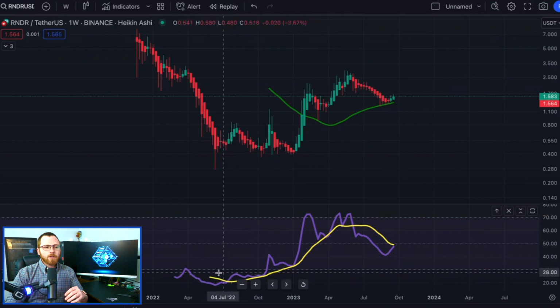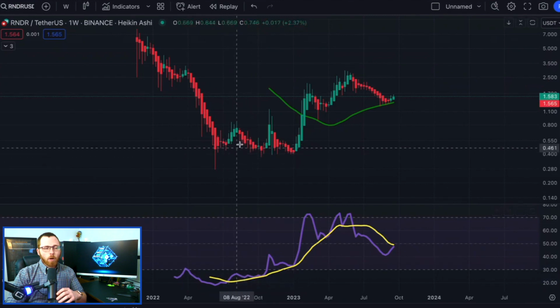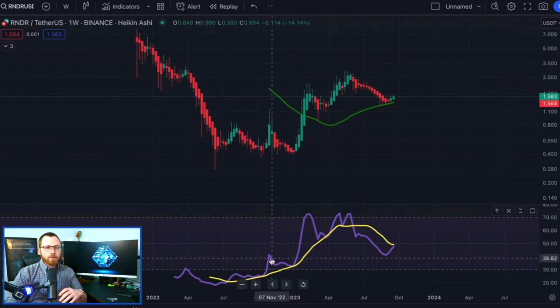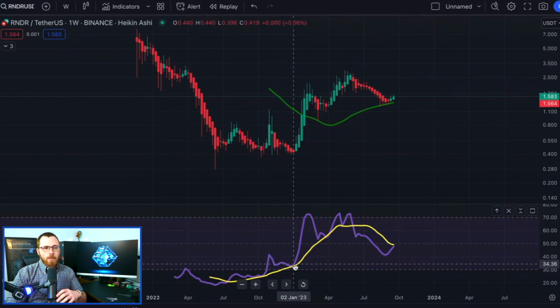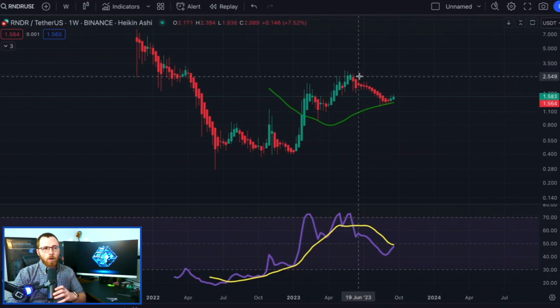If you can see right here at the bottom of the RSI, as soon as we crossed and got above this moving average, that was basically when you wanted to be buying. That signaled this was the time to be buying. Then we bounced up, we retested it right here, and then it was liftoff. Once we crossed back down right here on June 5th of 2023, that was when you wanted to sell.